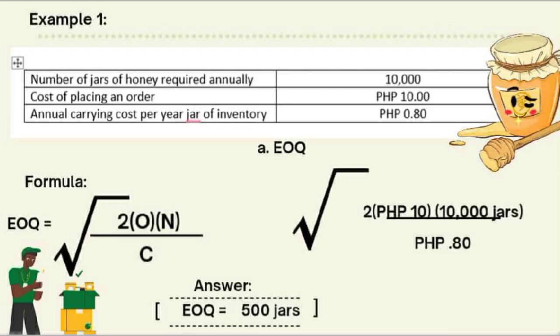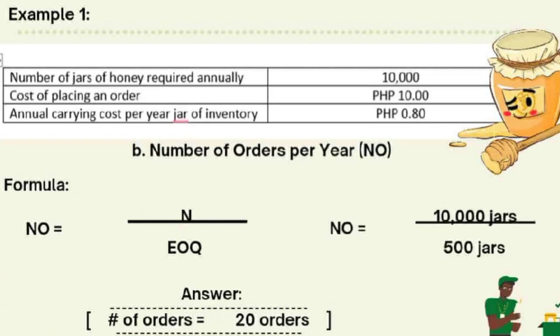Here is the example of EOQ. So we need to substitute and multiply 2 times 10 times 10,000 divided by 0.80 pesos. The answer is 250,000 and we are going to square root that, so the answer is 500 jars. Next, number of orders per year, or NO, where N is 10,000 jars and EOQ is 500 jars. So we're going to divide that. So our NO is 20 orders.